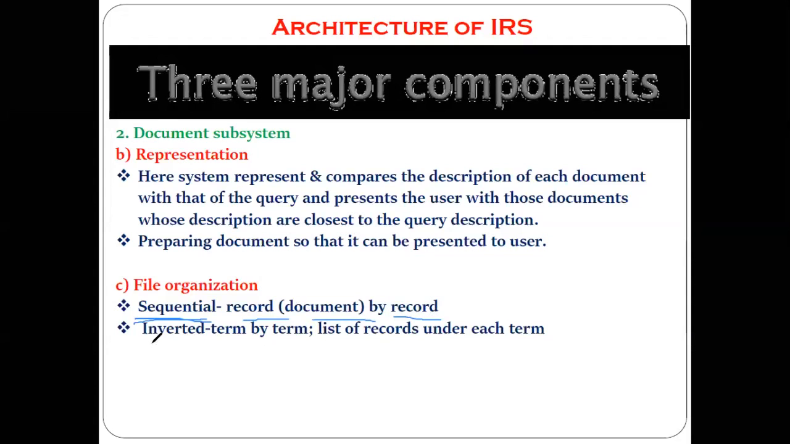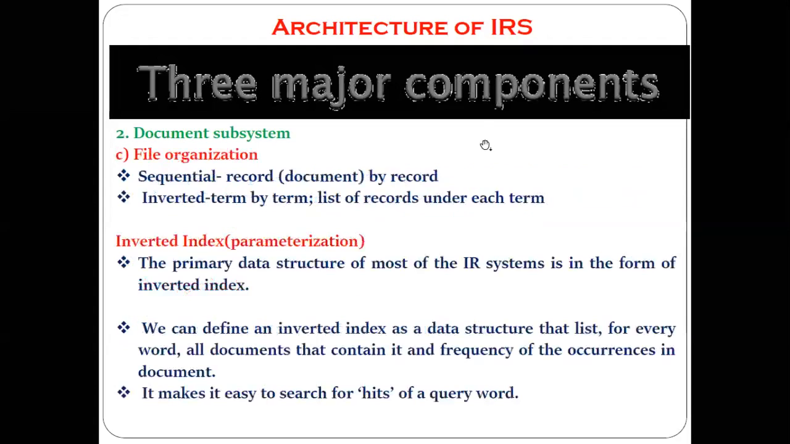But in the case of the information retrieval system, inverted indexing is utilized. What kind of indexing? Inverted indexing. Now, what do you mean by the inverted indexing? So file organization or indexing can be done in two ways, that is sequential ordering and the other is inverted indexing. Now, what do you mean by the inverted indexing? Let me show you the example.